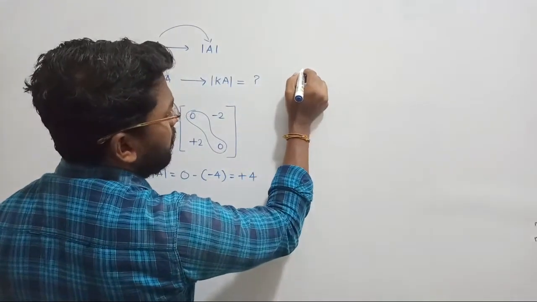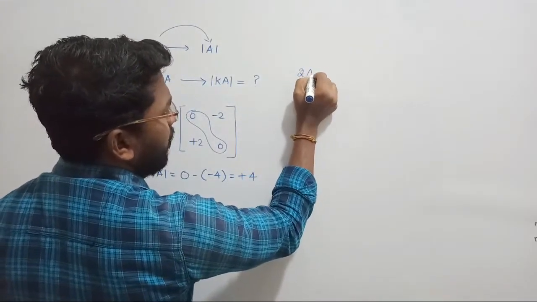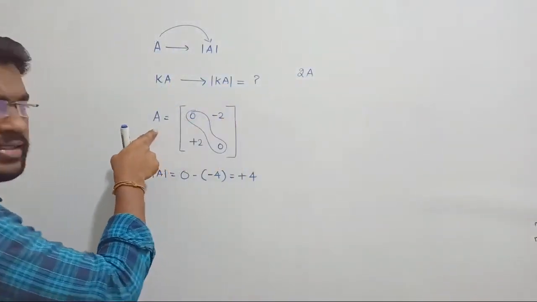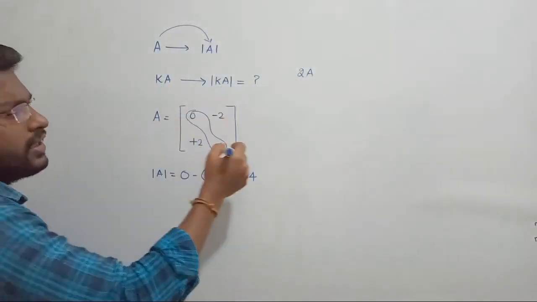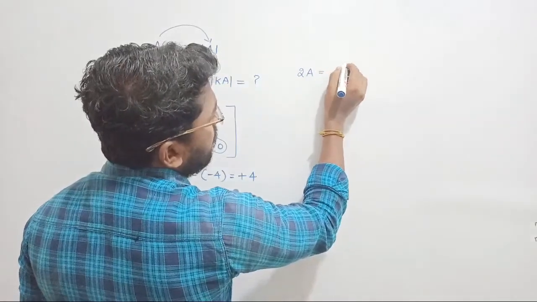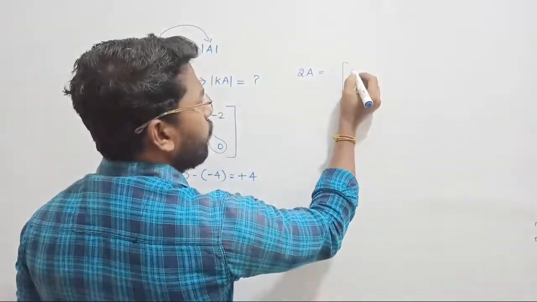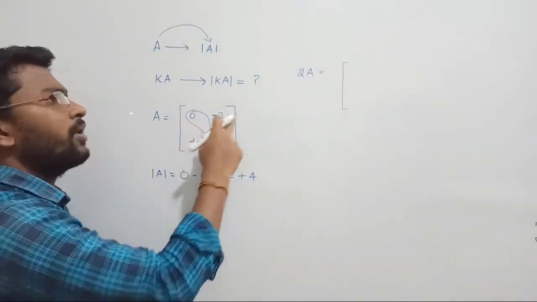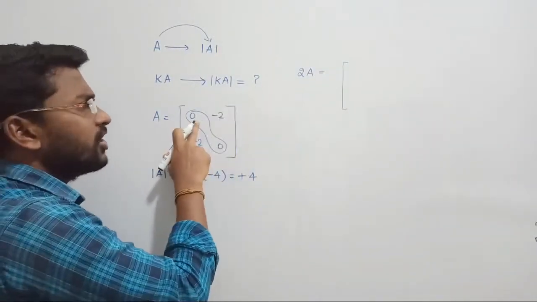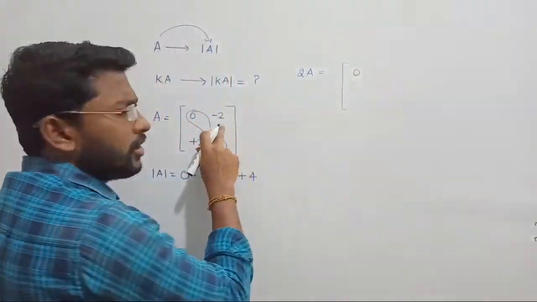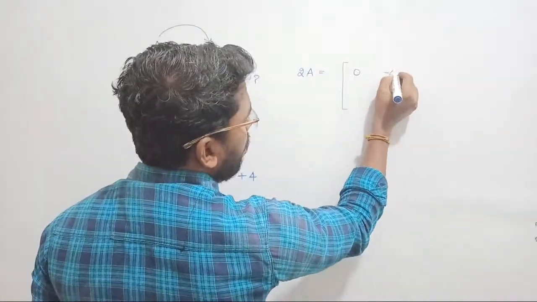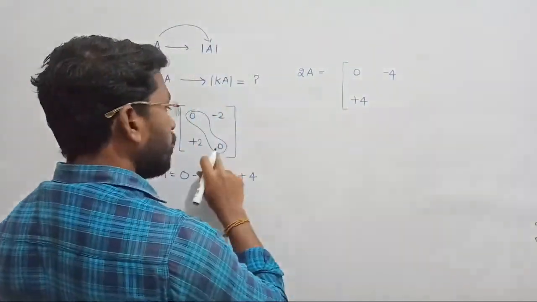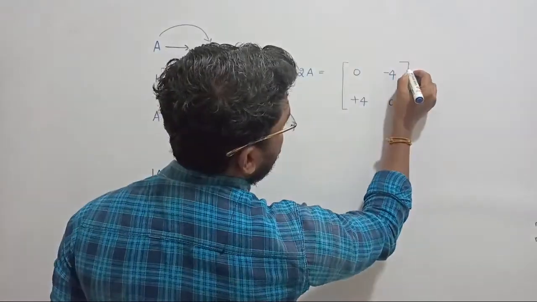Now I am taking the same matrix A and I would like to multiply it by 2. Then what will be the resultant matrix? In the resultant matrix, each and every element in the matrix is multiplied by a factor of 2, such that 0 into 2 becomes 0, -2 into 2 becomes -4, 2 into 2 becomes +4, and 0 into 2 becomes 0. That is the new matrix.